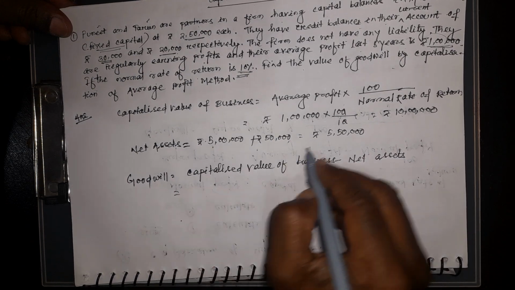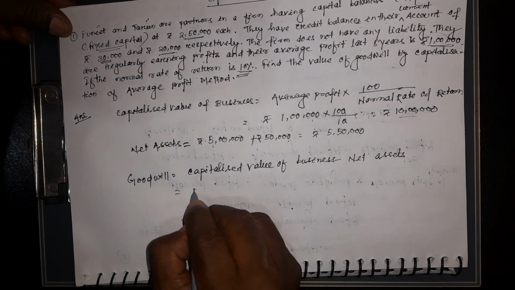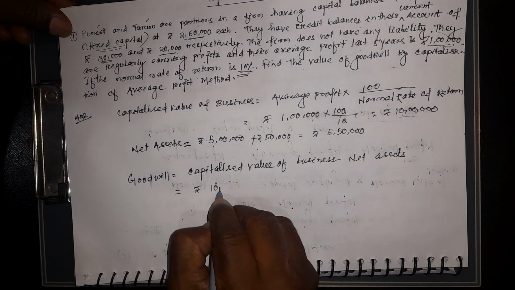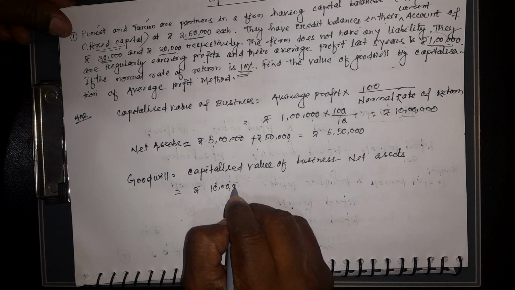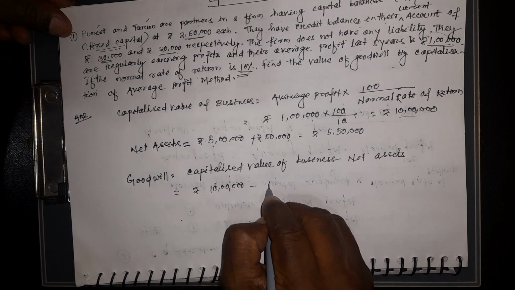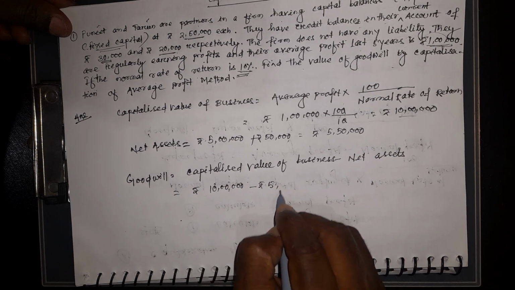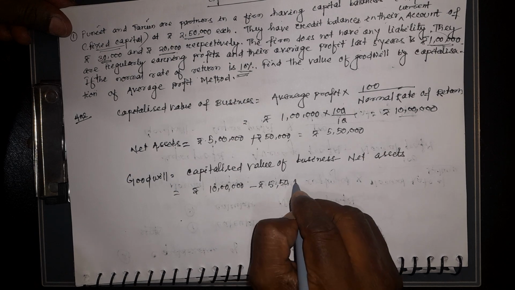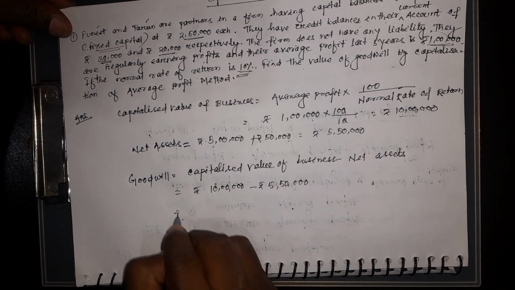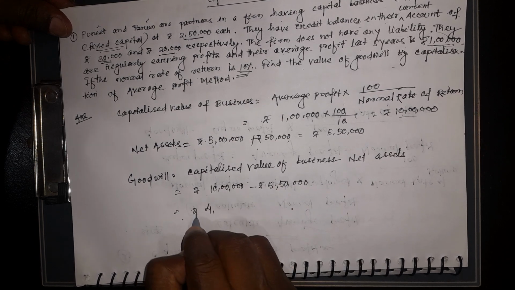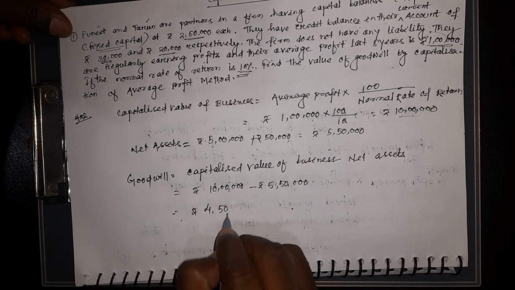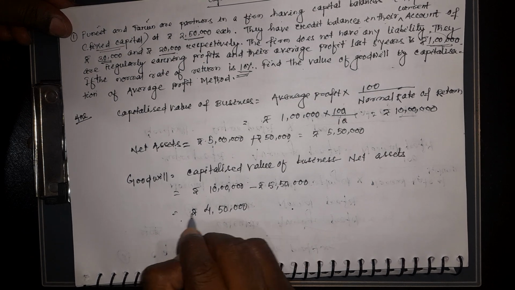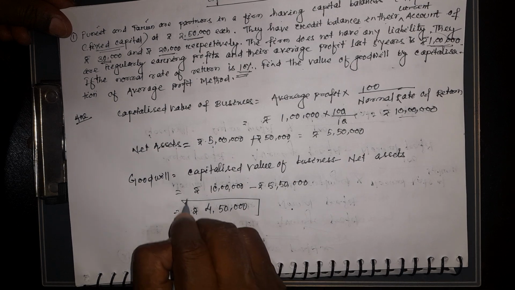Clear? So what is the capitalized value of business? Rupees 10 lakh, minus net assets given as 5,50,000. So goodwill of the firm is how much? 4,50,000. Clear? This is the answer.